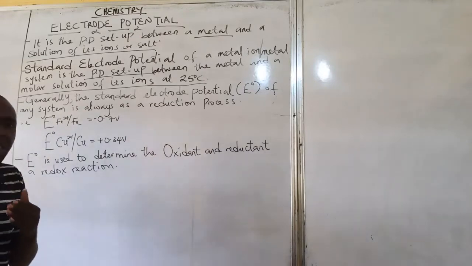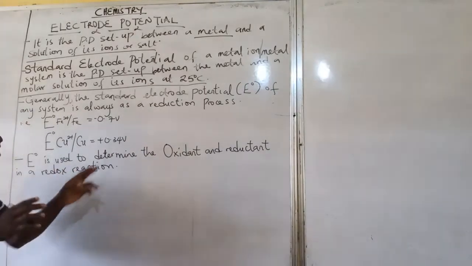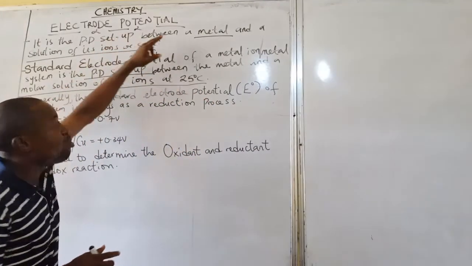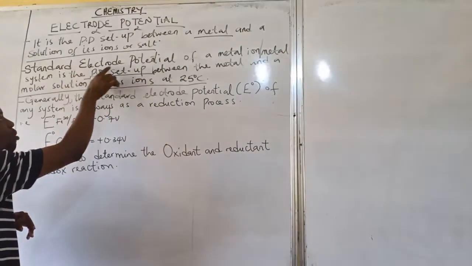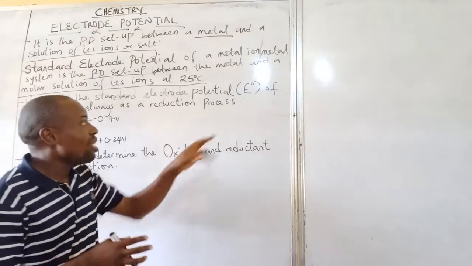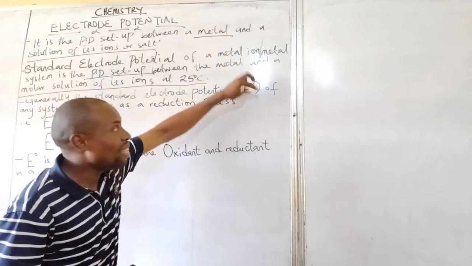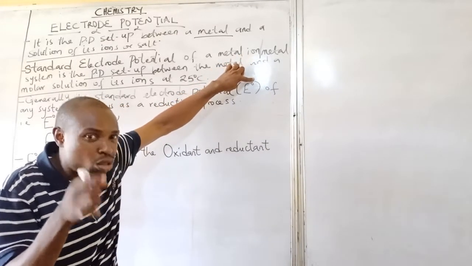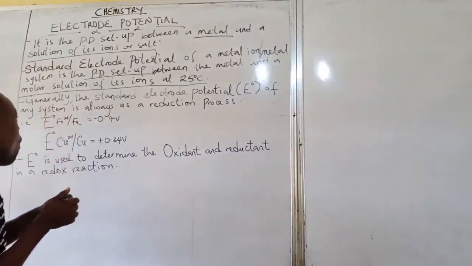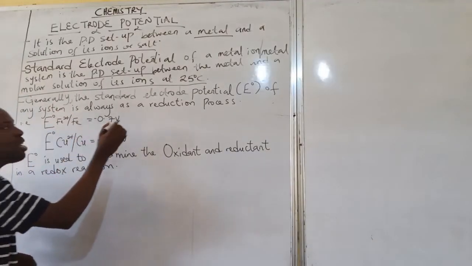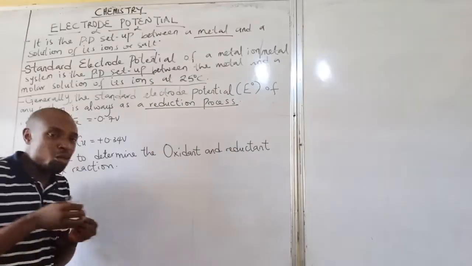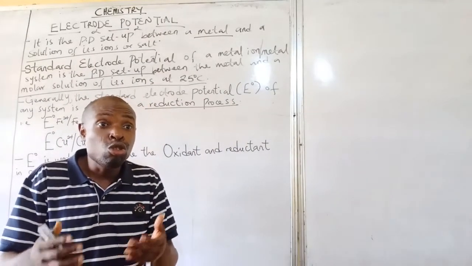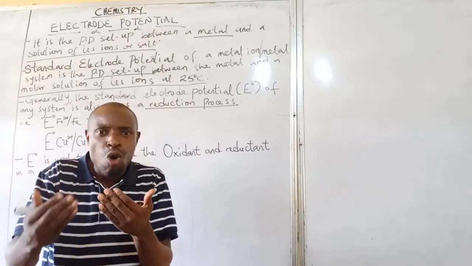Now, it will be noted that for electrode potential, we use the symbol E, but for standard electrode potential, we basically make it E naught, whereby this naught stands for the standard condition. You get me now? The standard electrode potential of any system is always a reduction process. It will help you in our next video, so you should know how the questions always come.